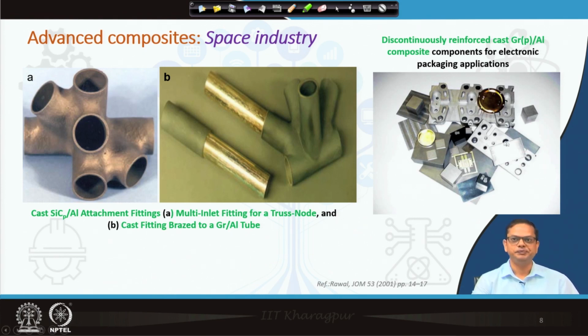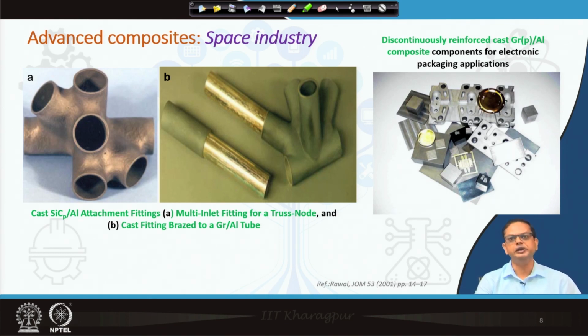You also can see here, in this case, a discontinuously reinforced cast graphite aluminum composite, which has been used in electrical packaging applications. So, in the space industry, when it comes to high-end applications, where you need extremely high strength and at the same time you really care about losing weight, you do not have any option other than going for this kind of composite materials. I will give you some more examples about aircraft in the end section.